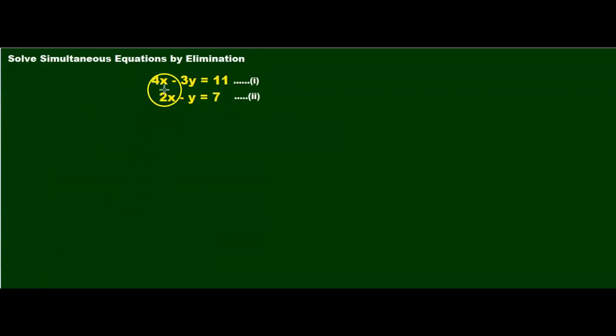Let's try another one. Again, we don't have an easy elimination. We have to either find or get rid of our x's or our y's, but it's not immediately clear how we do that. So we have to either multiply my equation 2 by 2 to get 4x's, or equation 2 by 3 to get 3y's. So I'm just going to go ahead and multiply equation 2 by 2 so that I get 4x minus 2y equals 14.